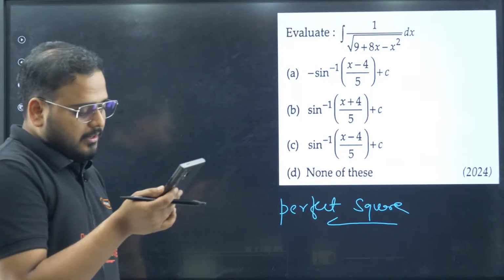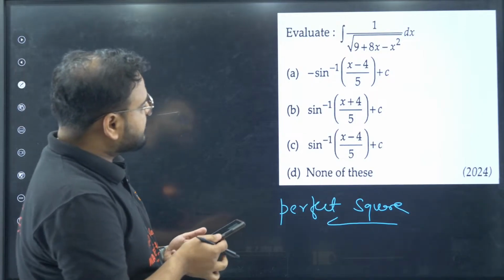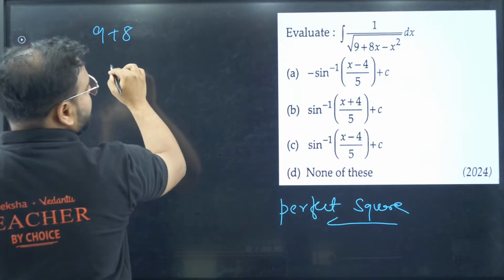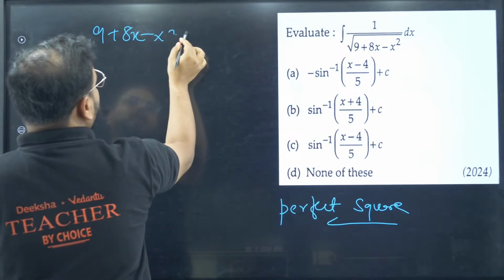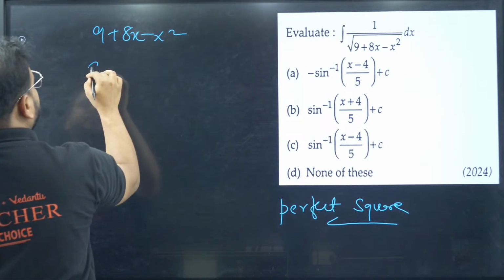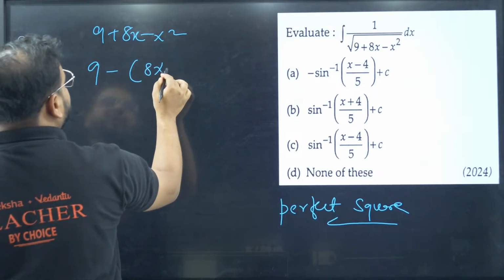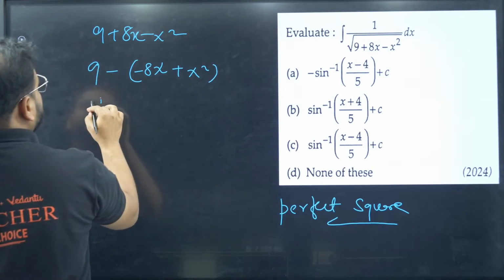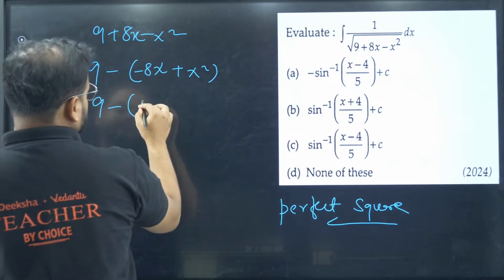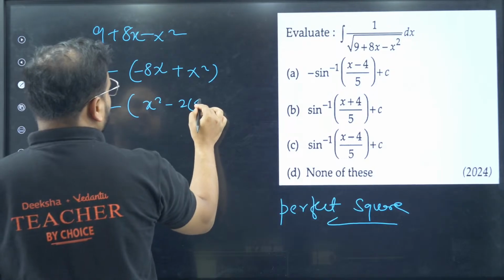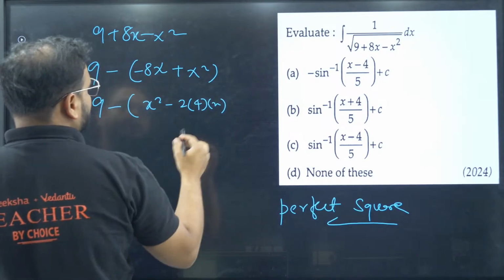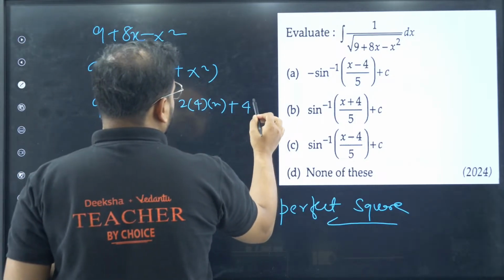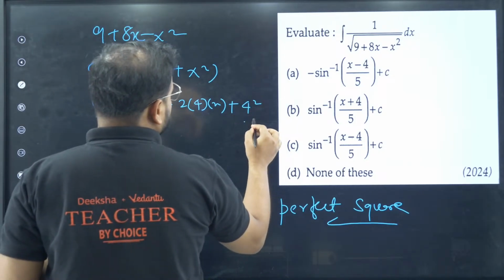Answer is A, is it? Let me check here. I'll have over here a perfect square. If I'm making 9 plus 8x minus x square, I can take the minus sign common. I'll have minus, and of course plus x square will be there. I get 9 minus, x square minus 2 times 4 times x. I have to add plus 4 square minus 4 square, which is minus 16.